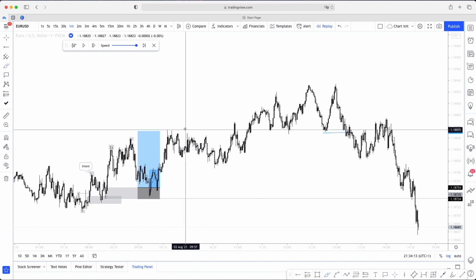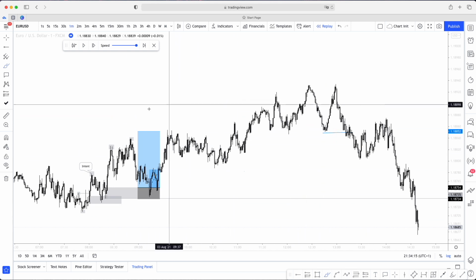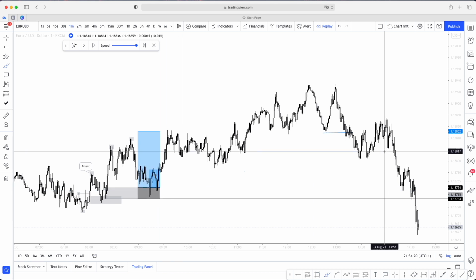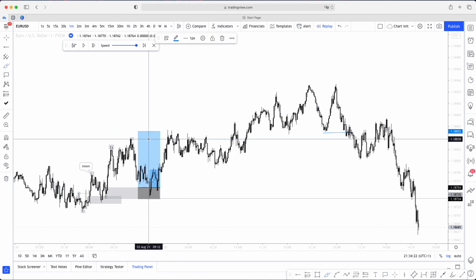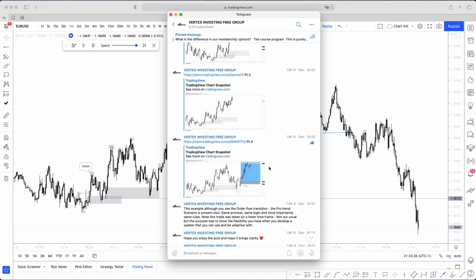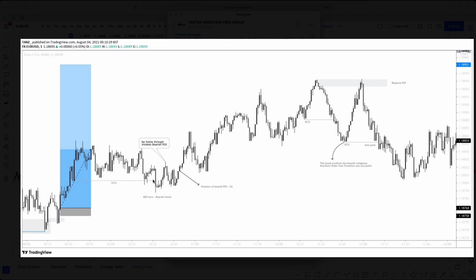And again, this is the same model you use on any time frame. So you can do this on your higher time frames to catch the bigger moves. The system is exactly the same. And that was what this post was all about.